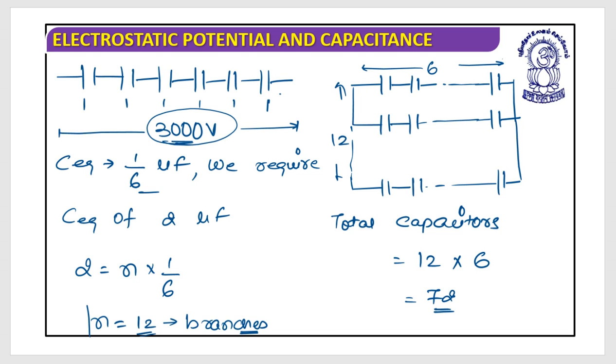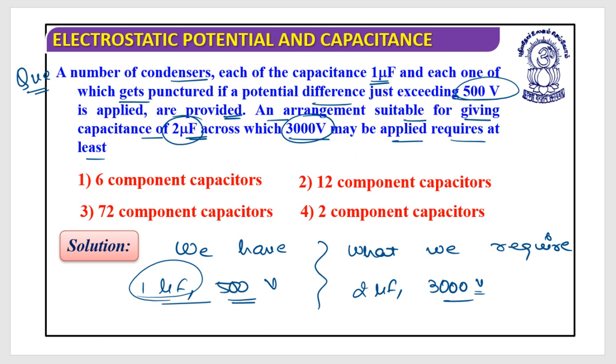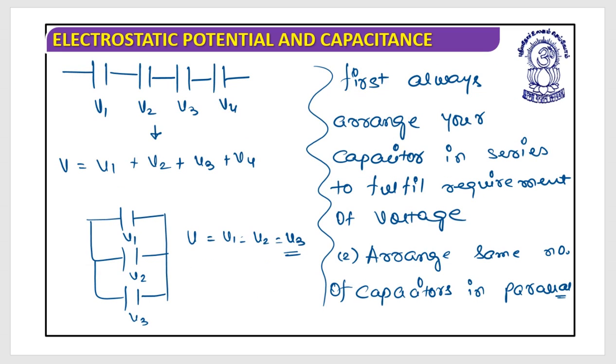I hope this is clear. This is the only way. Some authors say that you can go with trial and error, but it takes a very high amount of time, so don't go for it. Always consider what we have and what we require. Then always stick to this: first arrange your capacitors in series to fulfill the requirement of voltage, and then find out how many branches are required to fulfill the requirement. I hope this is clear. Is it clear? Can it be done by you guys? Are you sure?